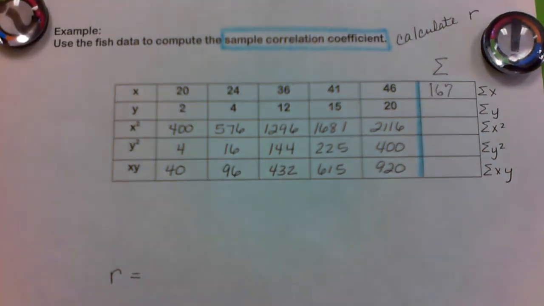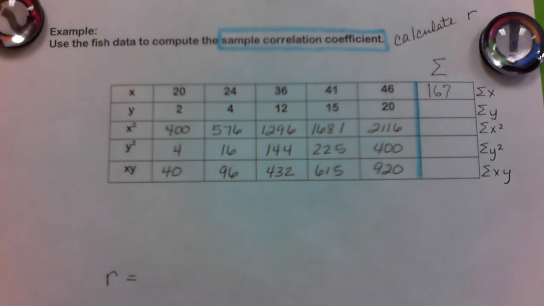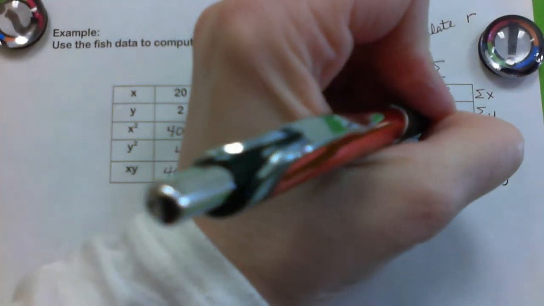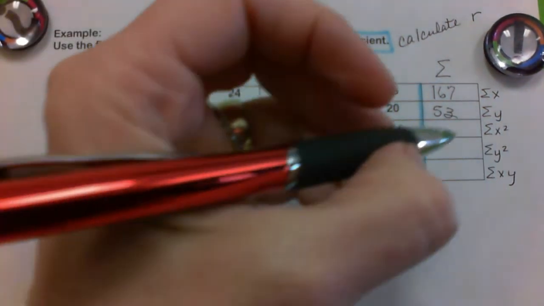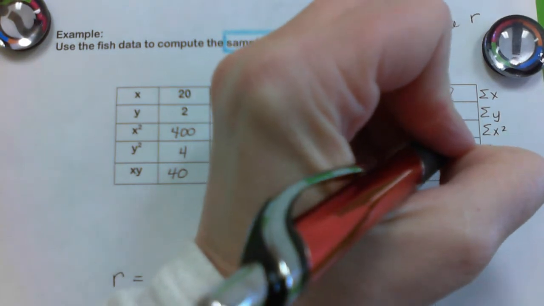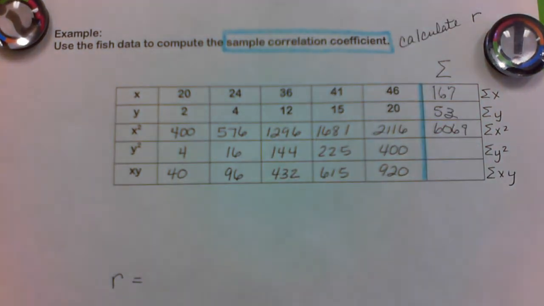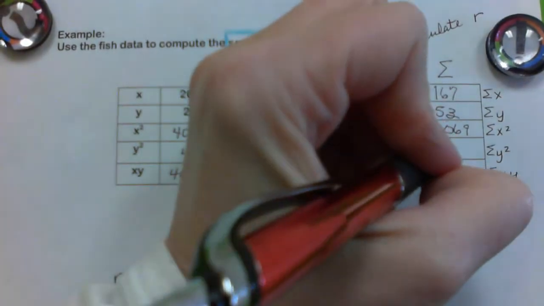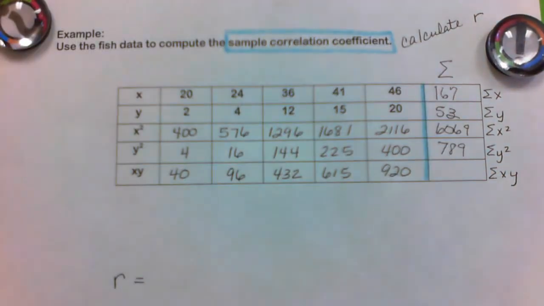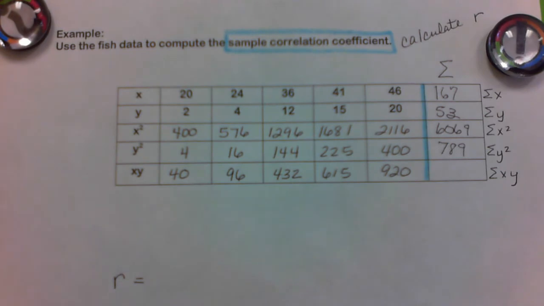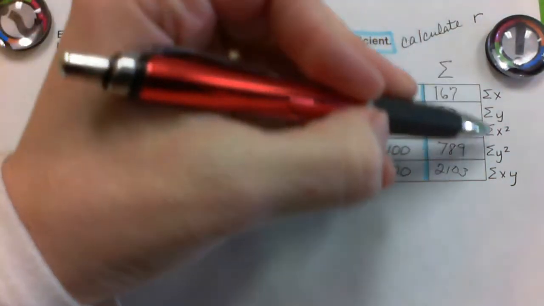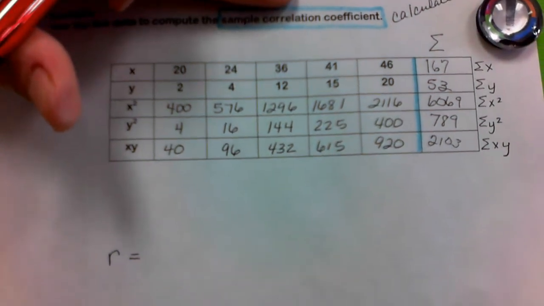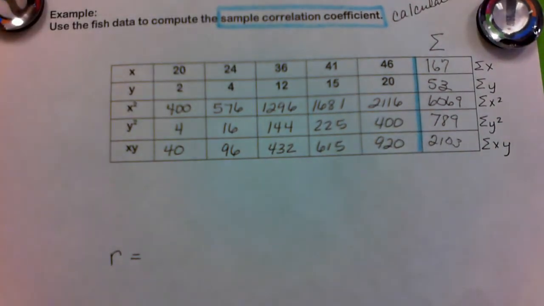And then we're going to add 2 plus 4 plus 12 plus 15 plus 20, and you get 53. And then when you add all of your x squareds, you get 69. And then all of your y squareds, you get 789. And then the last one, you add all of those up and you get 2103. Now, these summation values are what we're going to use in the formula for r as well as n.